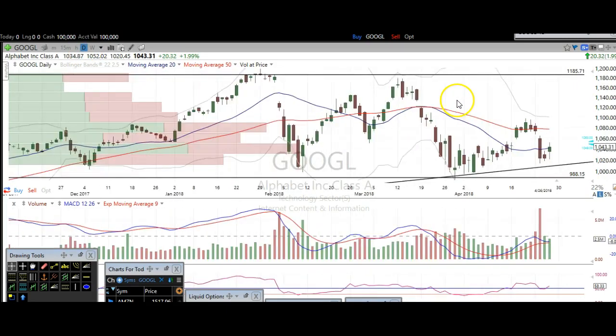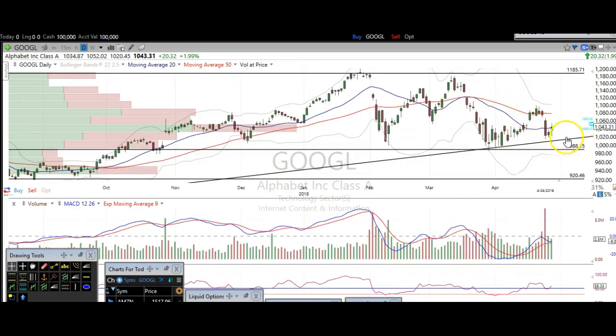I'll go back to the daily chart. And here's that same trend line, just zoomed in a little bit. Here's that most recent bounce. Oh, sorry, that was not the most recent. The second most recent was this one. But then the most recent one was right here.